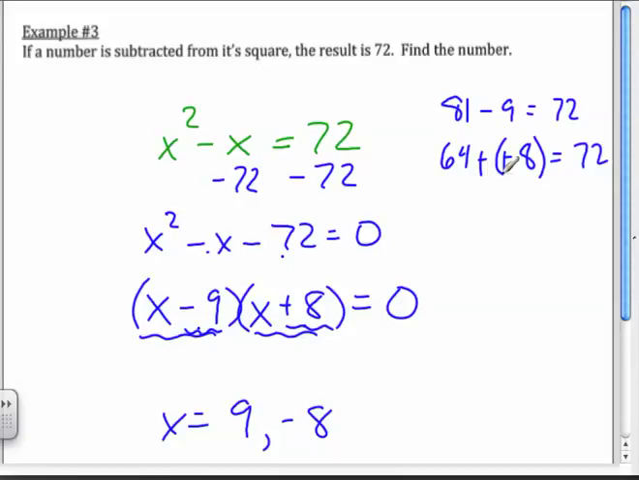So did we get the solutions? You can plug it back in to see if it works. Okay? All right. Great job there, guys. See you at the example number 4 next.